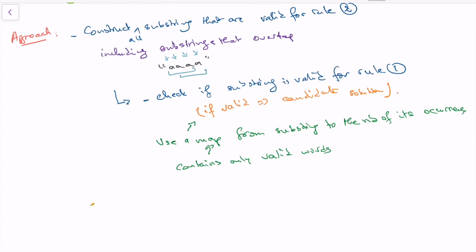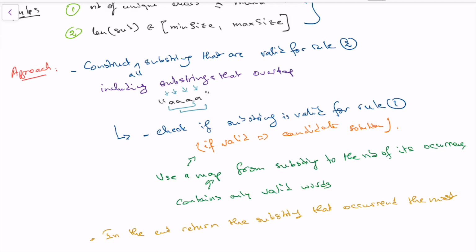In the end, return the max: the substring that occurred the most among the valid substrings. You will notice here in this construction, what we did is we add to the map only the words that are valid according to these two rules, right?